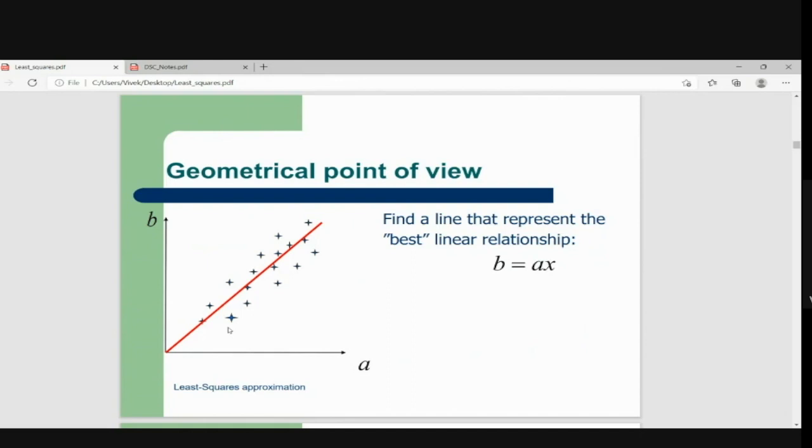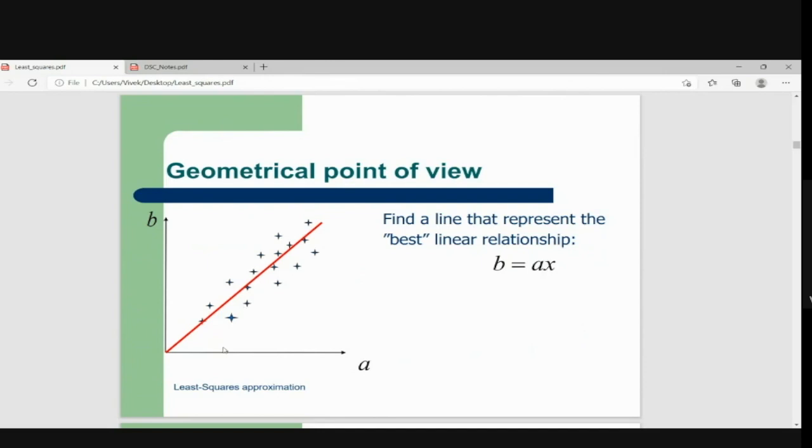So now the best thing is that we want our approximation to be the best approximation. So what we do is find a line that represents the best linear relationship. Definitely this line is not passing through all points. It is passing through only one, two. It is completely passing through 4 points close to that one, but all other points are quite away from this line. Then the question is, how can we say that this is the best fit?